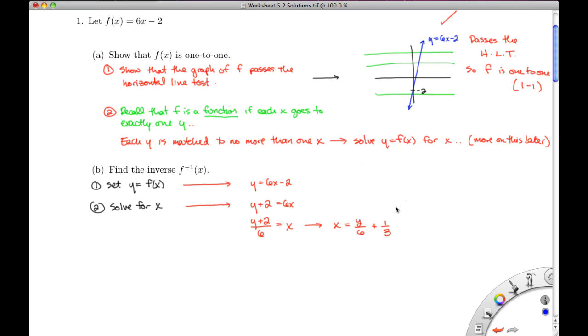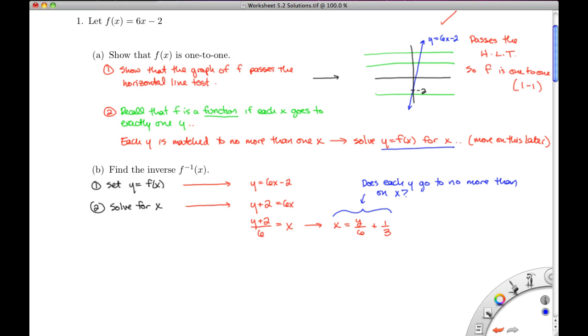We could say, well, let's look at this right here. Now that we've actually gone ahead and solved this function for x, we could ask ourselves, well, does each y go to no more than one x? Sort of the opposite of the question we asked for a function.